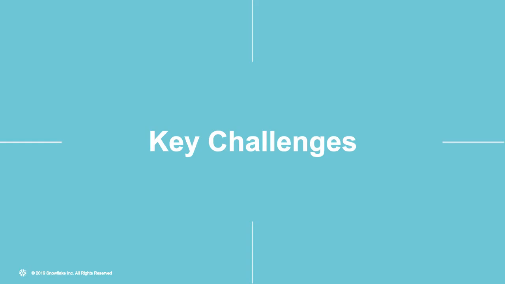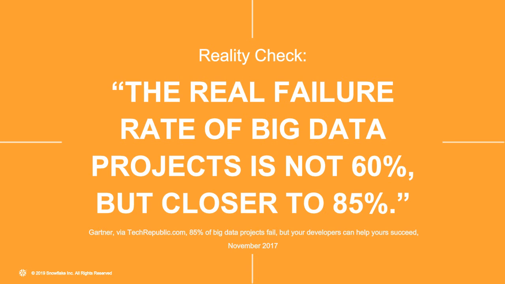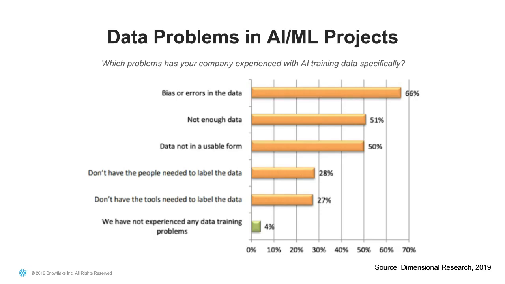So what are the key challenges that underlie all this? The first is, again, a reality check that many more big data projects are failing than are succeeding, right? It's really closer to 85%, however you cast the net, of big data, more modern analytics projects are failing. This is something that Gartner has provided data on. So as a reality check, this is a major problem.